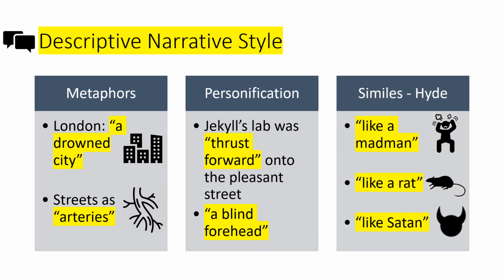And lastly, we've got these similes. Hyde is constantly described using similes. He's like a madman, like a rat, and like Satan. Characters can only compare Hyde to other things. They can't accurately describe him, and this presents him as mysterious and threatening.